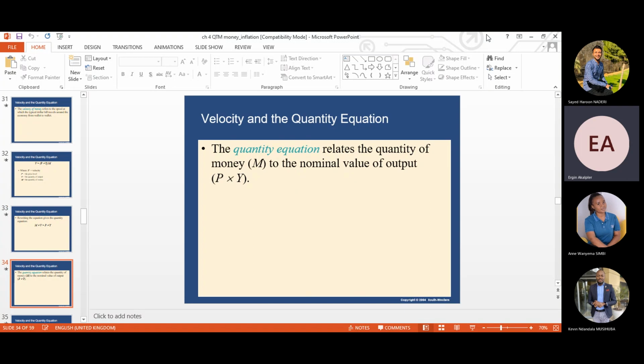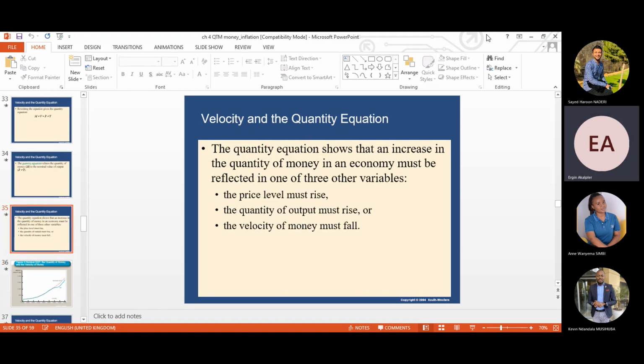The quantity equation relates the quantity of money to the nominal value of the output. P multiplied by Y is the nominal value in the economy. The quantity equation shows that an increase in the quantity of money in an economy must be reflected in one of three other variables. The price level must rise, the quantity of output must rise, or the velocity of money must fall. These are very important.